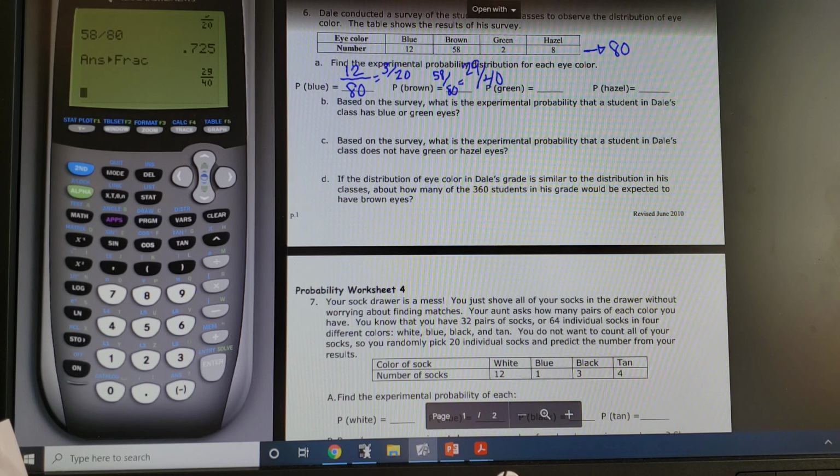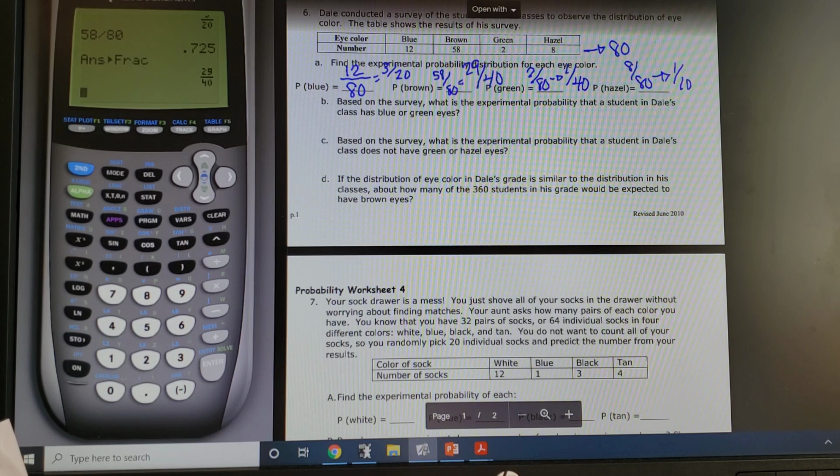Alright, green. 2 out of 80, which reduces to 1 out of 40. Good. And hazel. 1 out of 10. Yep, I got that as well. Very good. 1 out of 10.